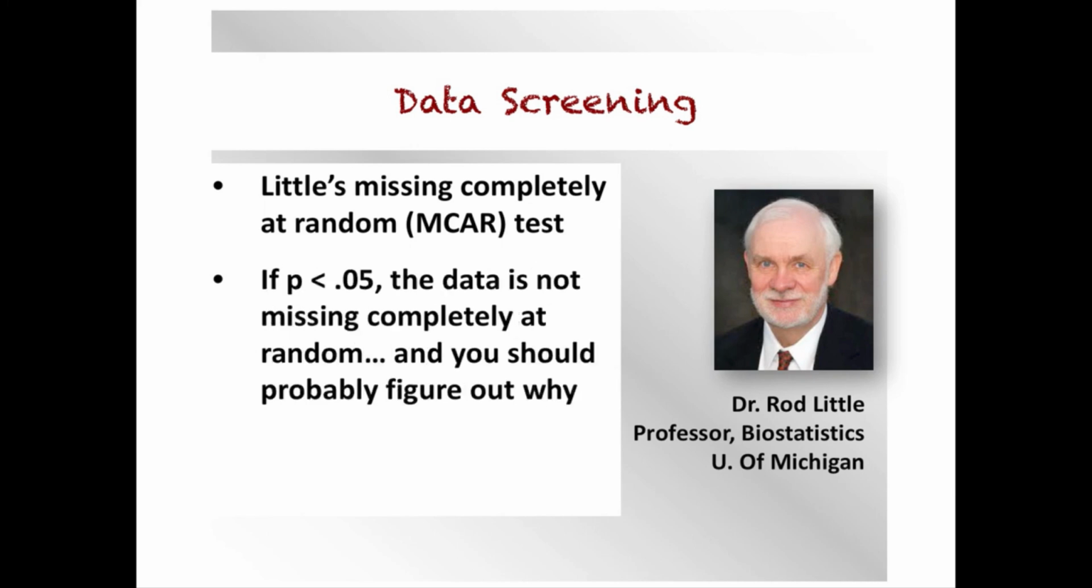So there's a test, and it gives you a p-value. 0.05 or less indicates that the data is not missing completely at random, and you should probably figure out why. This is a rejection of the null hypothesis that the data is missing completely at random, thus concluding with the alternative: if the p-value is less than 0.05, the data is not missing completely at random.